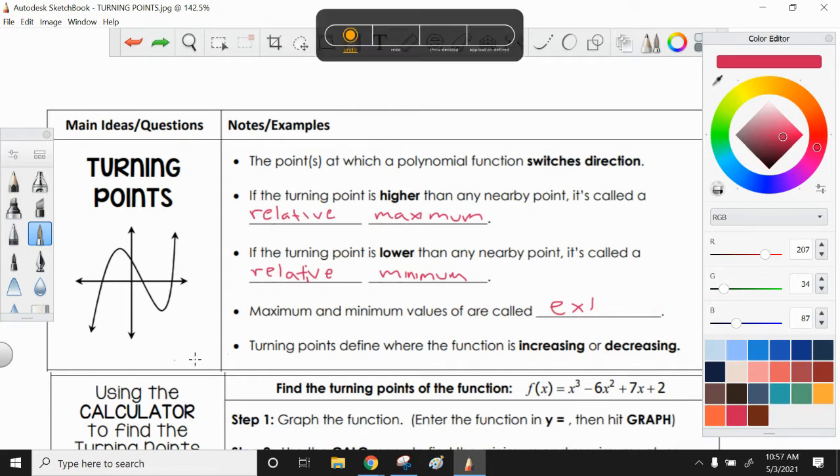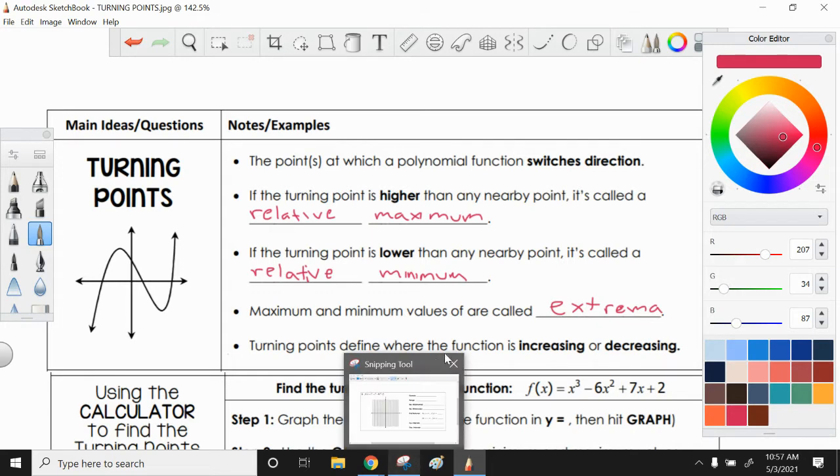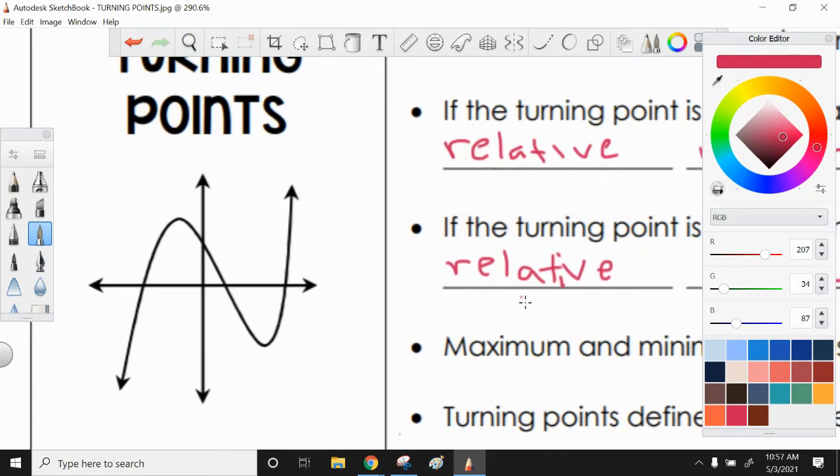Let me write this a little bit better because it doesn't really sound like a word, right? Extrema. These are the extreme points of the graph. These are the extreme heights and the extreme lows. And turning points is where we define where the function is increasing, decreasing. So here is the big kind of revelation that we're making here. Here's the whole point that we're doing these notes.